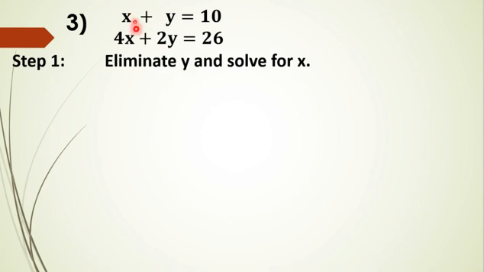Kung titignan yung mabuti, ang coefficients ng mga y ay positive 1 and positive 2. And if we will combine them, hindi makakancel ang y, hindi magiging 0. Ganun din naman sa x. Yung isa, positive 1, yung isa, positive 4. Pag kinumbine natin, hindi magiging 0. In this case, you have to choose which variable you want to eliminate.